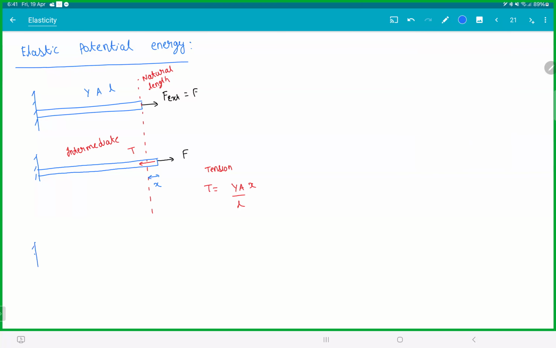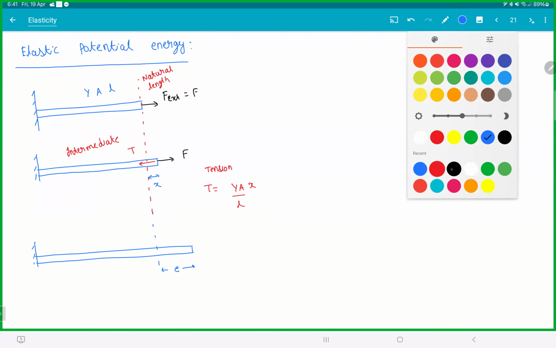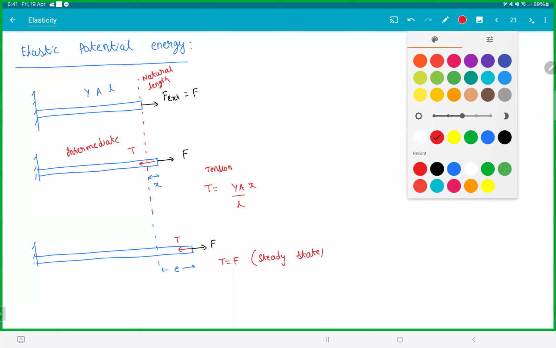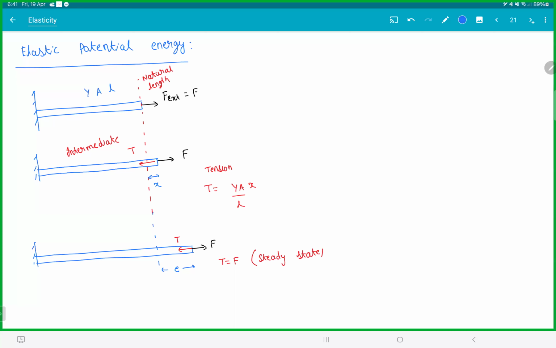Eventually, the rod will reach an equilibrium state. Elongation E. In this scenario, the external force F will become equal to the tension. So T becomes equal to F in steady state. So be careful, F is not equal to tension every time. Now, when you write this formula here, E will be equal to F L by Y A.